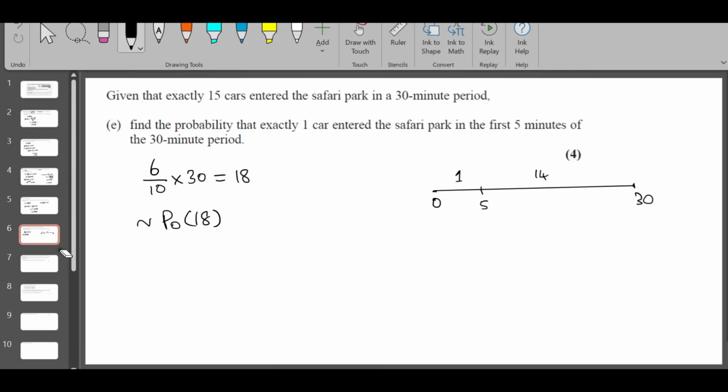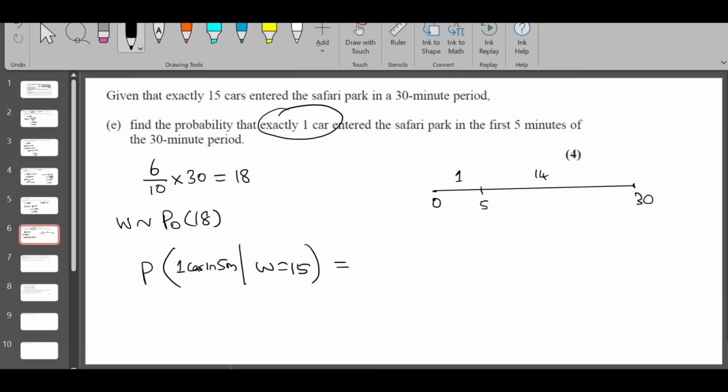Let's say I use a variable W. W is equal to 15. That's a condition. We don't put probability of W; W equal to 15 is a condition. And then here, exactly one car in 5 minutes. They want us to find this probability.